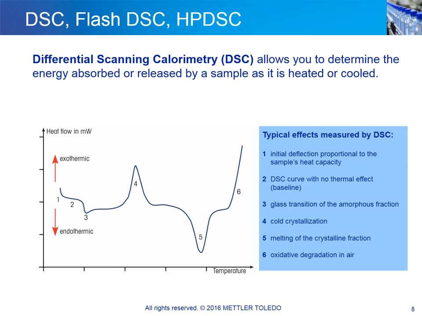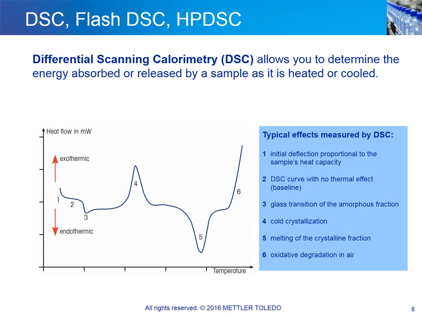Let us begin with DSC. This technique allows us to determine the energy absorbed or released by a sample as it is heated or cooled. The standard Mettler Toledo DSC instruments measure from minus 150 degrees Celsius to plus 700 degrees at heating rates of up to 300 Kelvin per minute.